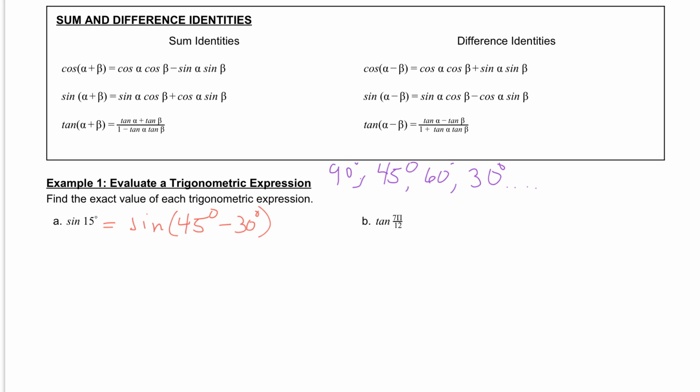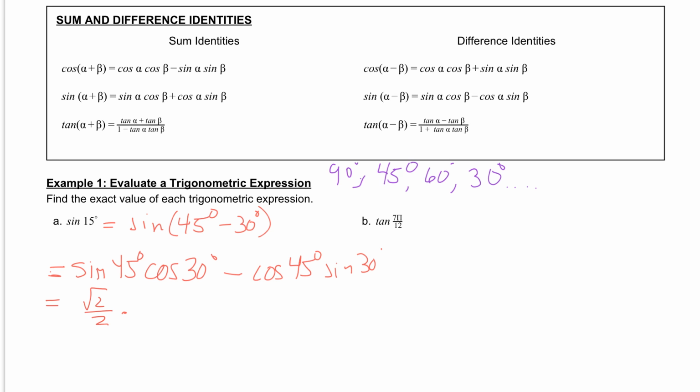So we can rewrite this using that difference formula as the sine of 45 degrees times the cosine of 30 degrees minus cosine of 45 degrees times the sine of 30 degrees. And then what we're going to do is evaluate each one separately using that right triangle trig or using that unit circle that we did back in chapter 4. So what is the sine of 45 degrees? Well, the sine of 45 degrees is just square root of 2 over 2.